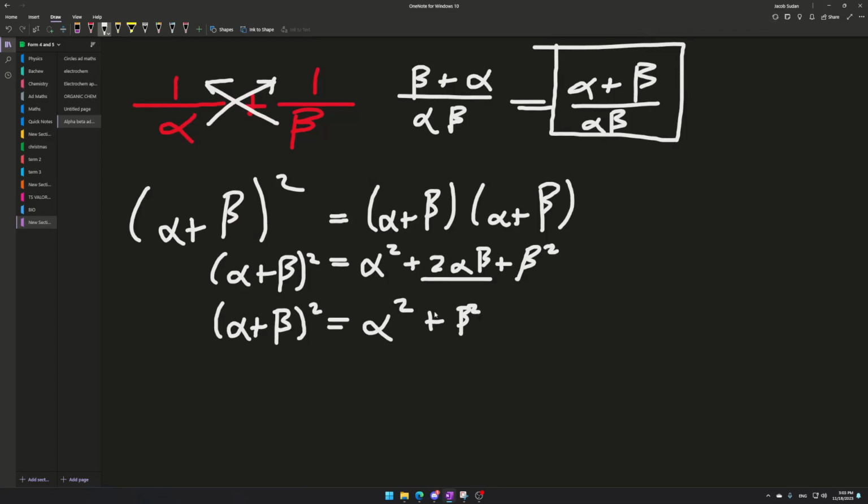Transpose alpha squared plus beta squared, minus 2 alpha beta, is equal to alpha squared plus beta squared.